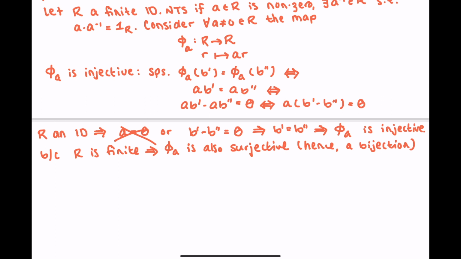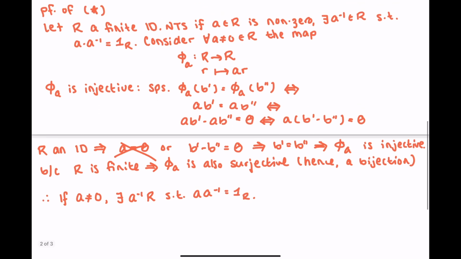There has to be some element of our ring where you multiply it with a and you get the identity. We showed that this holds for all a non-zero in R. So therefore, if a is not equal to 0, there exists a inverse in R such that a inverse times a is equal to 1. So that's the proof if we have a finite integral domain. Well, it has to be a field, right? What's the difference between integral domains and fields? It's this existence of multiplicative inverses.